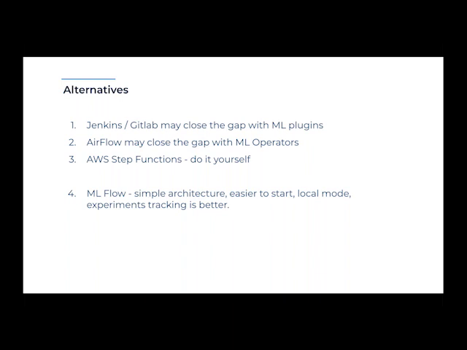Microservices, and basically it's a big monolith, like a JS and Python monolith. Easier to start. There is a local mode of running your pipelines, and experiments tracking is better, meaning that it was on top of their pipeline roadmap, and this is the first thing they did, and it really works well, rather than Kubeflow, which just lacks this functionality.